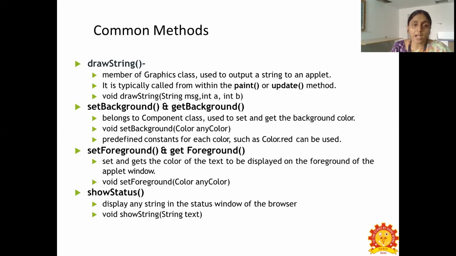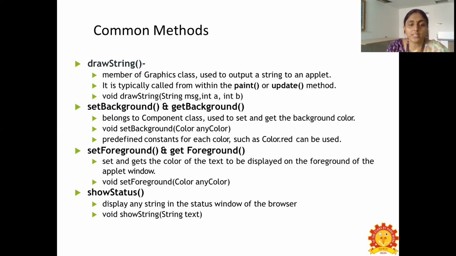And next the functions setBackground and getBackground. These are used to set and get the background color, and they take a color value as the argument. Here the predefined constants for each color can also be used for setting up the background. And then setForeground and getForeground set and get the color of the text to be displayed on the foreground of the applet window. The method again takes a color value as the argument.